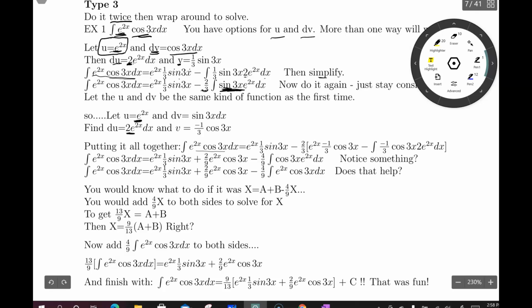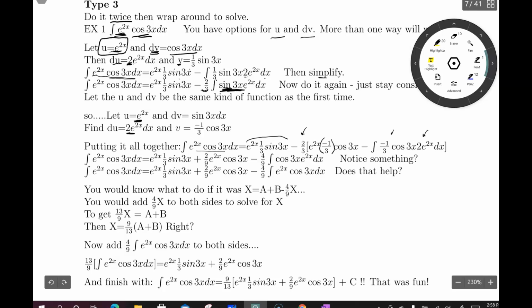So here's the original problem. Here's the first part of parts that came from the first time we did parts, and then I'm going to have this minus 2/3, and then I'm going to put this big parentheses here, because now I'm going to use parts again, uv minus the integral of v du.